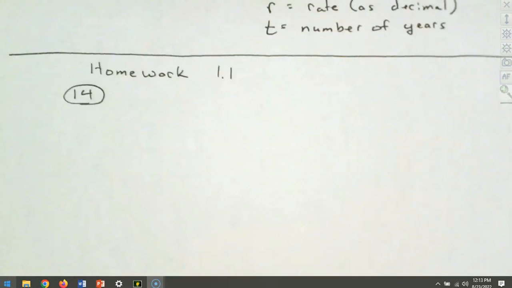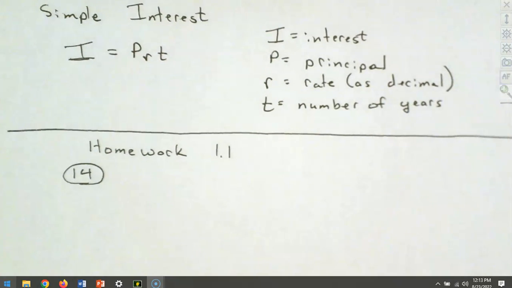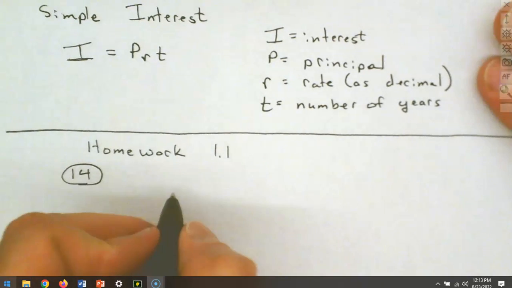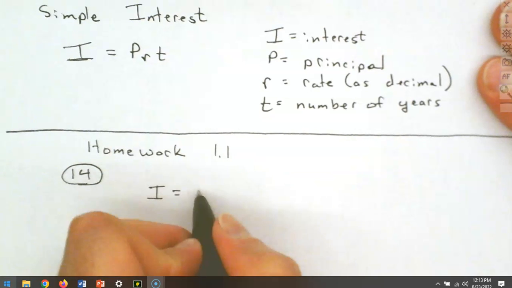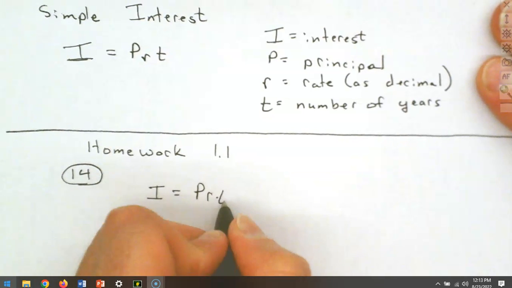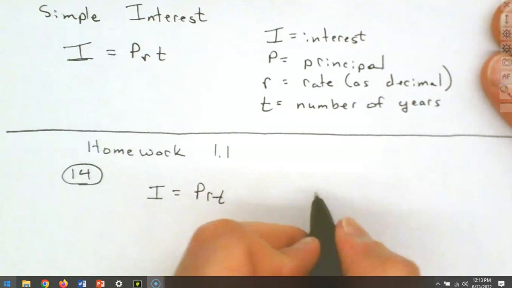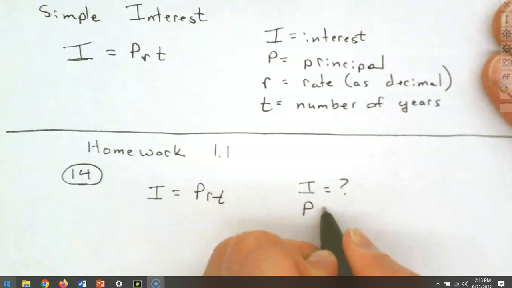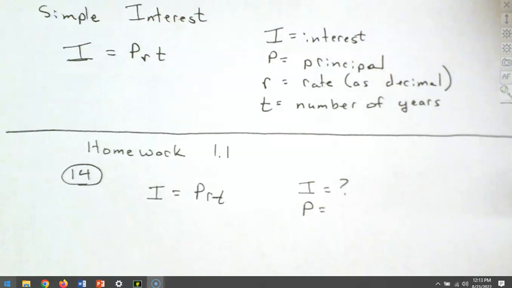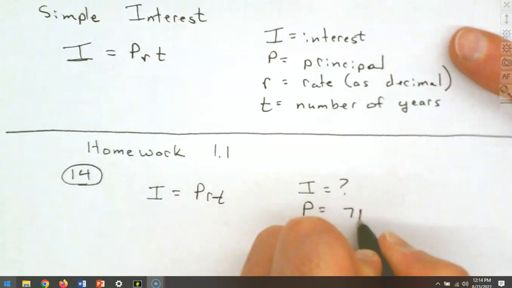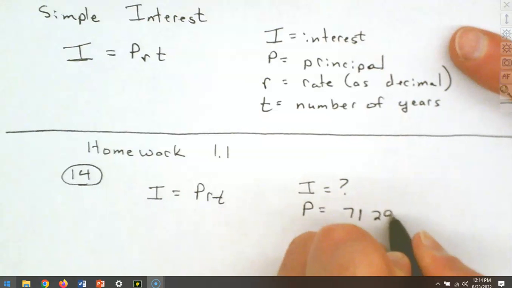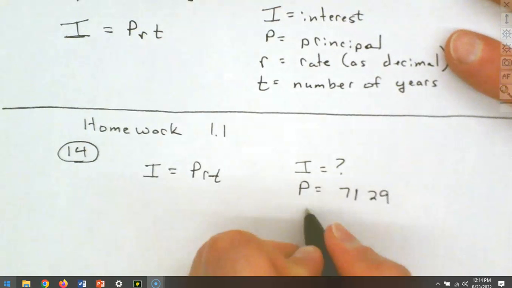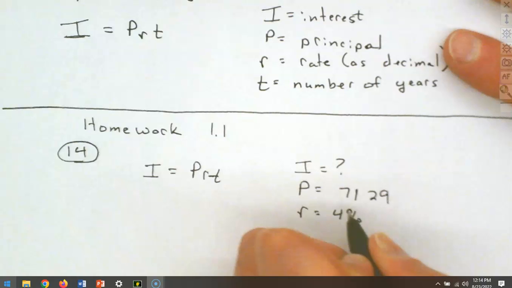Now here's our formula, again, up at the top. I equals PRT. So let's write up our formula again and fill in the pieces. The interest, we don't know. That's what we're going to try to find. So that's the unknown. The principal is how much he borrowed. And it looks like he borrowed $7,129, right? And his interest rate is 4%. Yep, so that's 4%. We transform that to 0.04.